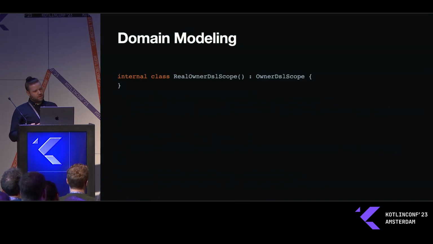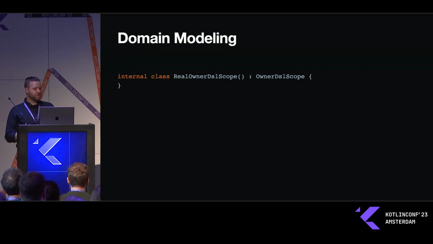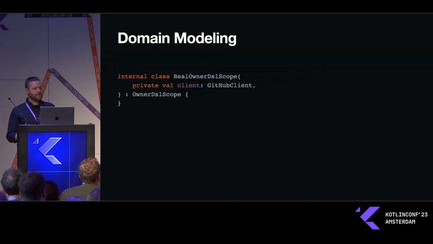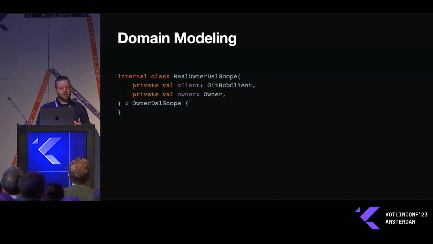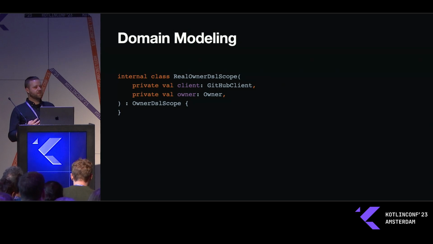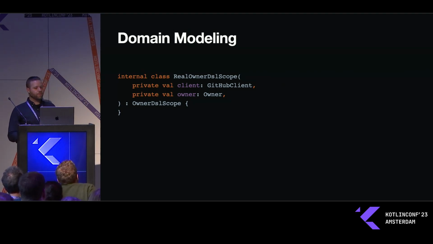So we'll have an implementation of this owner DSL scope. We'll call it real owner DSL scope. It might need some client that it uses to communicate with GitHub. For this example, we'll assume that it's a Retrofit client. And then we'll want some kind of object that represents the owner that has, like, the ID of the owner, the name of the owner, things like that. Because we assume that an owner already exists within this scope.